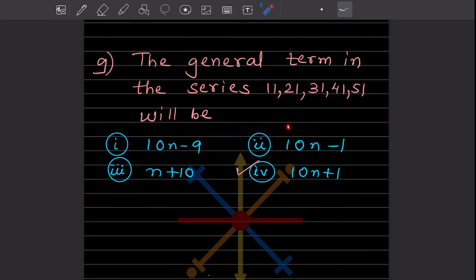Now let us go for the 2. This is the second one. So 10 into 1 minus 1. What is that? 10 minus 1 is 9. So again, this is not possible. Now let us go for this one. 1 plus 10. 1 plus 10 is 11.